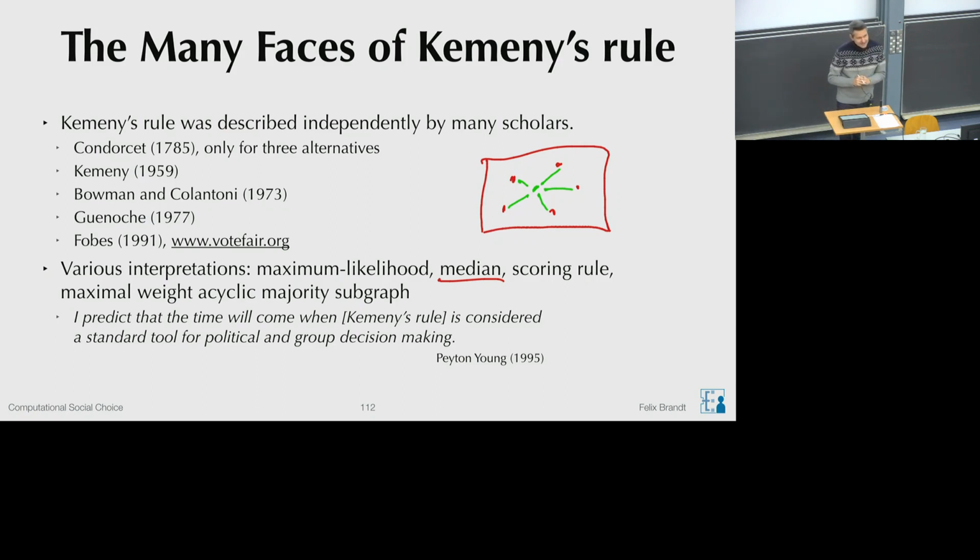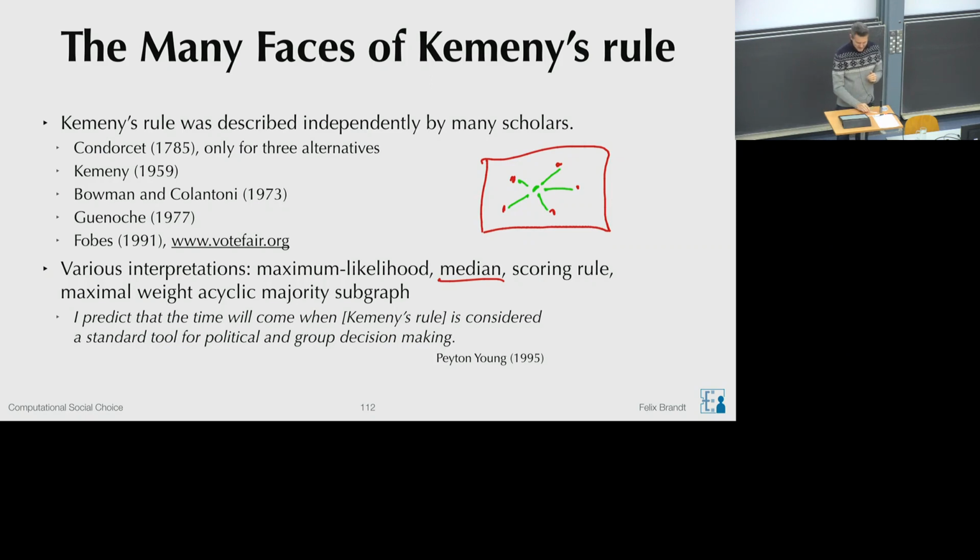But as I already hinted at last time, if you have larger majority graphs, well, then you will have more cycles. So it's easy for three alternatives because there can be at most one cycle in a graph on three vertices. If you have more than three alternatives, of course, there can be many cycles, and then they can overlap, and that can make things quite difficult.